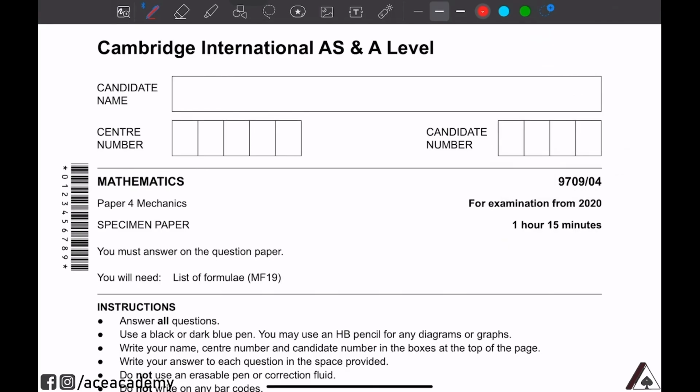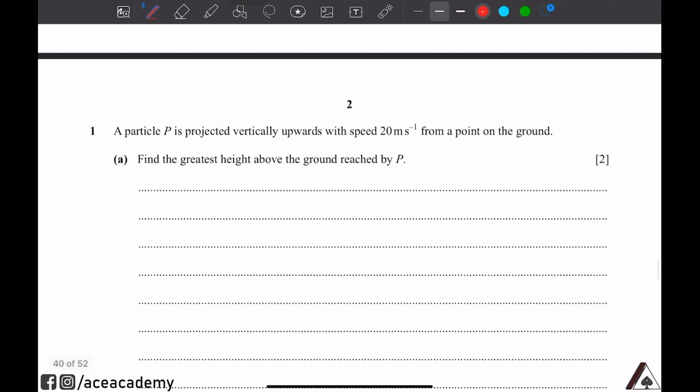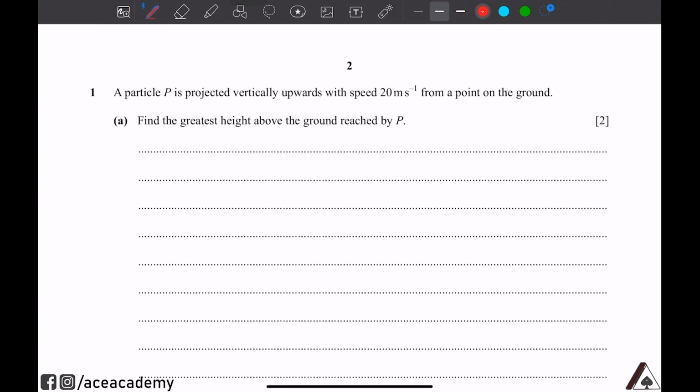We're doing the specimen paper for mechanics from 2020 onwards. Let's begin. A particle P is projected vertically upwards with a speed of 20 meters per second from the ground. Find the greatest height above the ground.